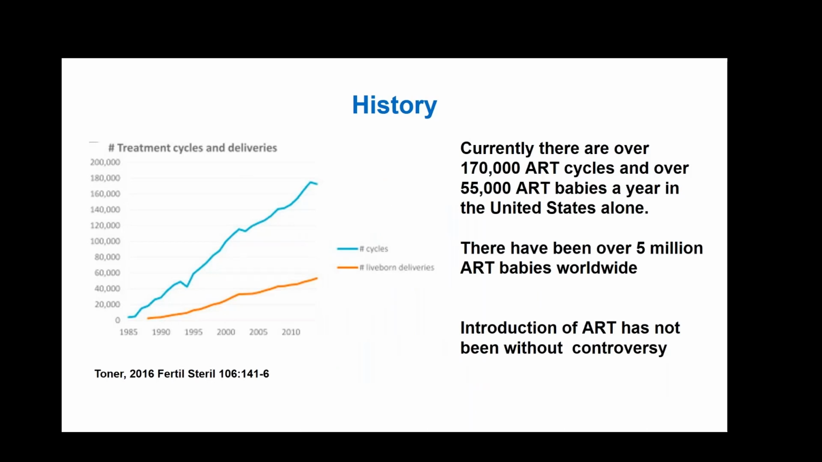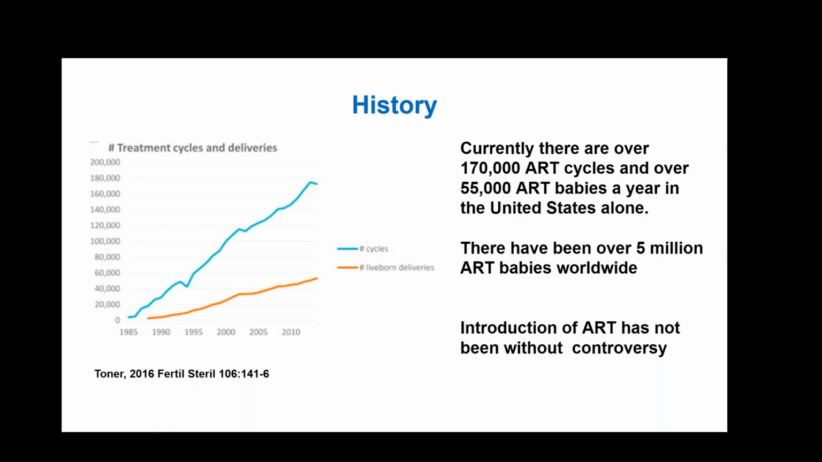Use of ART has increased dramatically over its 40 years of practice. As seen in the graph, in the US alone, the number of cycles has increased to over 170,000 per year, and the number of babies to over 55,000 per year. There have been more than 5 million births to IVF worldwide. ART has now become standard of care for the treatment of infertility.